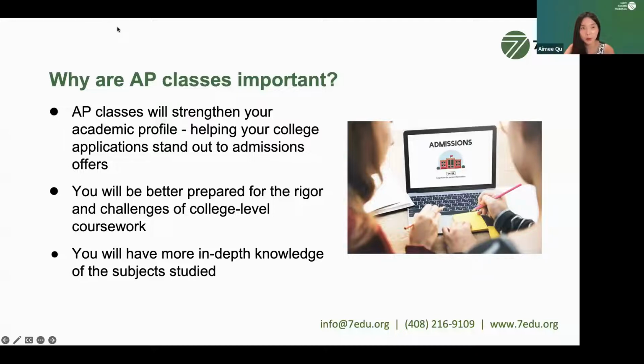Yeah, I think that's an excellent point, right? That in terms of mastery and just really having the intellectual foundations, and as Julian mentioned, the skills required for college, AP courses are very beneficial for that.